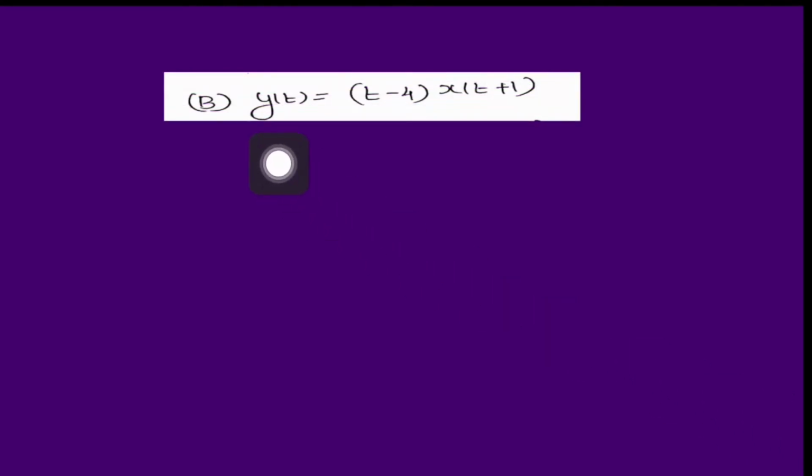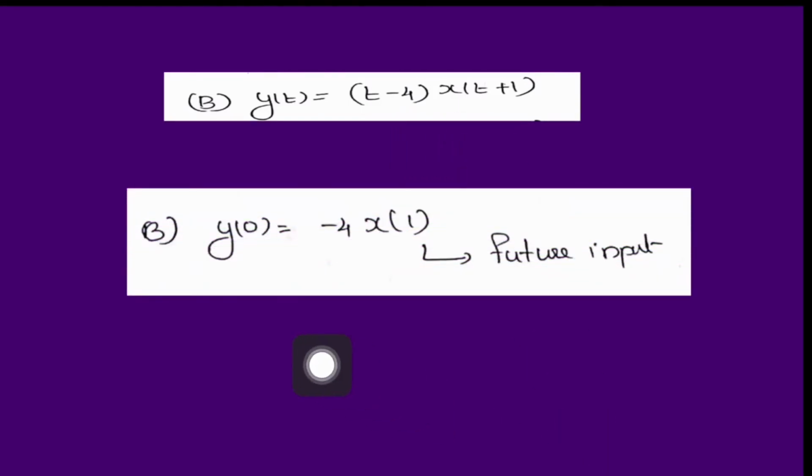Moving on to option B, here the system equation is given as y of t is equal to t minus 4 into x of t plus 1. When we substitute t equal to 0, we get y of 0 is equal to minus 4 into x of 1. Y of 0 is nothing but the output of the system at t equal to 0, and from the equation it is clear that it depends on x of 1, that is input at t equal to 1. Since we are considering time instant 0, x of 1 is a future input, hence it is not a causal system.